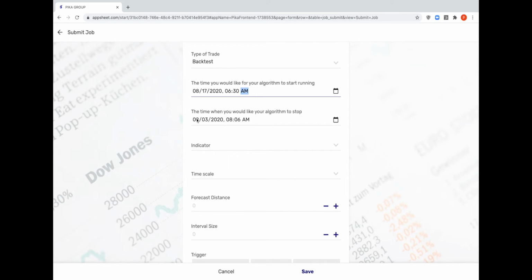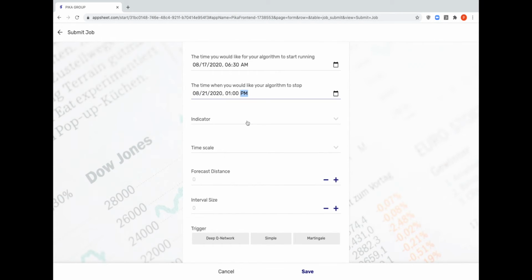For the end date, I'll choose the August 21st, 2020, 1 p.m., which corresponds to 4 p.m. Eastern time when the markets are closed. So in here, I'm asking my algorithm to run from the 17th of August when the markets are open at 9:30 a.m. EST till the 21st of August when the markets close at 4 p.m. EST.